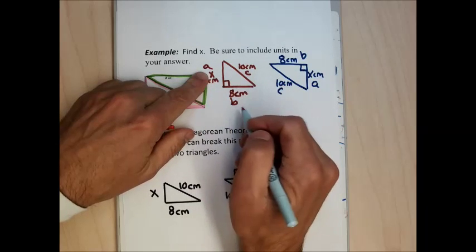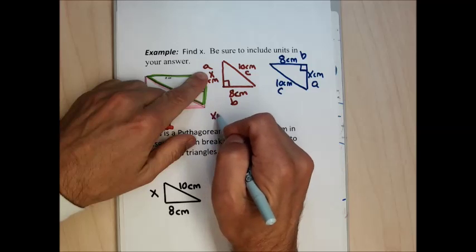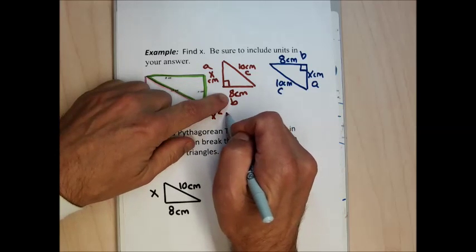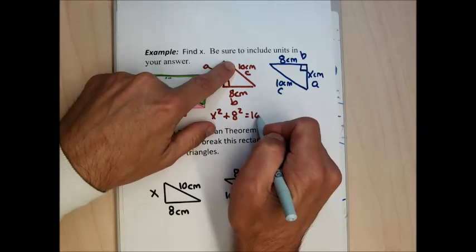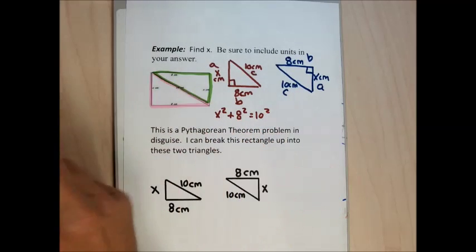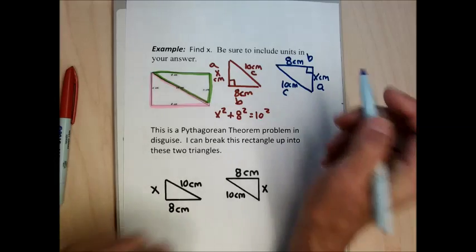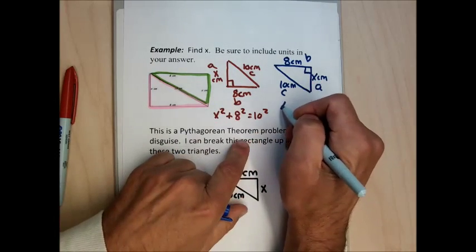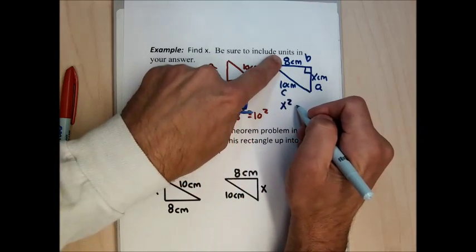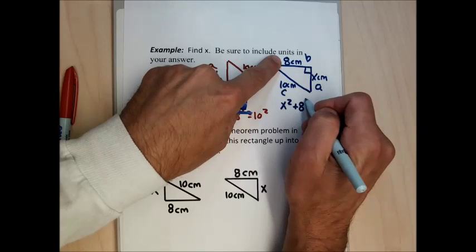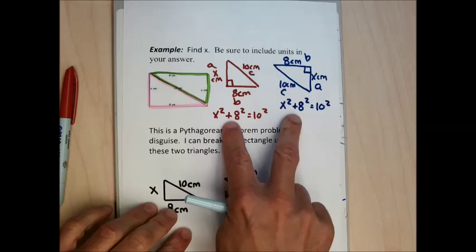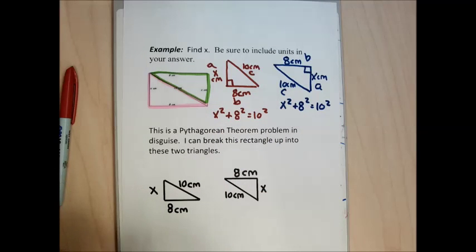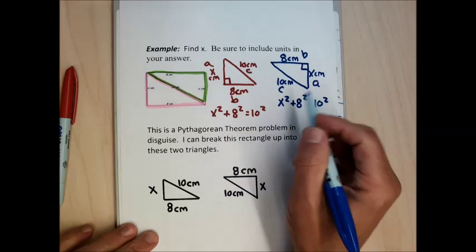For this triangle, I would go x squared, which is a squared, plus b squared, which is 8 squared, equals c squared, which is 10 squared. And in the blue triangle, I'd start off doing a squared, which is x squared, plus b squared, which is 8 squared, equals c squared, which is 10 squared. Each of these is exactly the same computation, so I really only need to do one of them because I'll get the same answer. Let me do the blue one because I have a little more room.